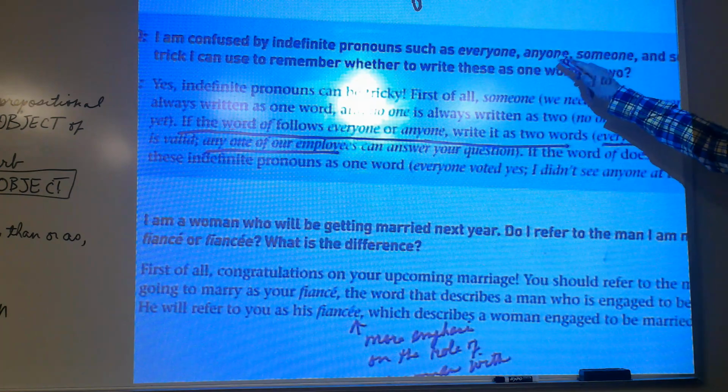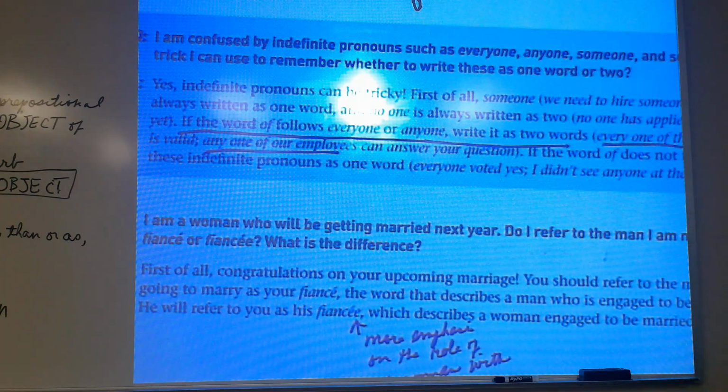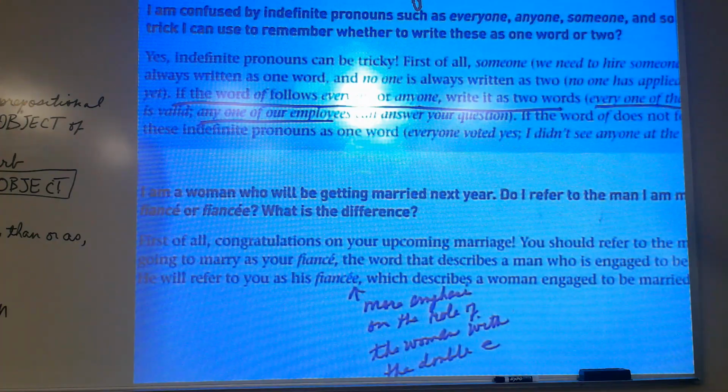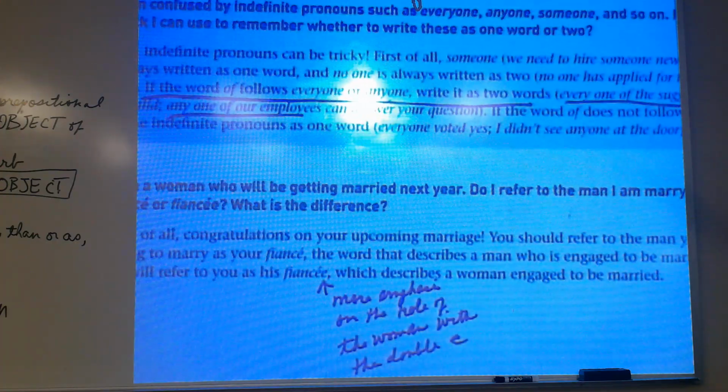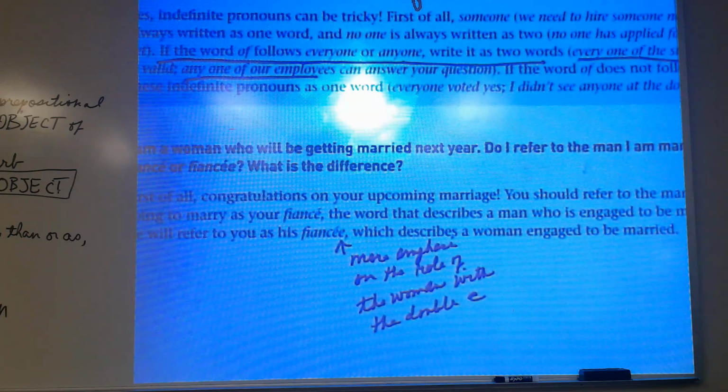And then, I know that everyone, anyone, someone, and somebody should be one word. Is that always true? No. If an of phrase follows, then they become two words. So if the word of follows everyone or anyone, write it as two words, every one of the suggestions. If the of phrase does not follow, everyone and anyone should be one word.